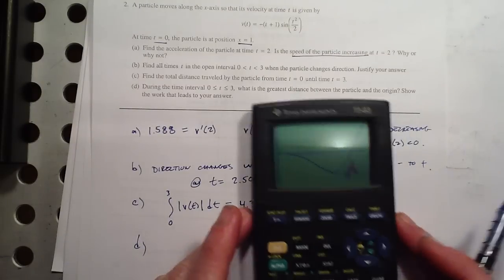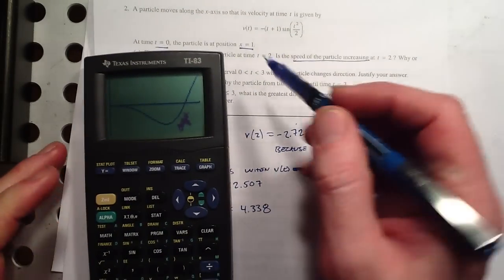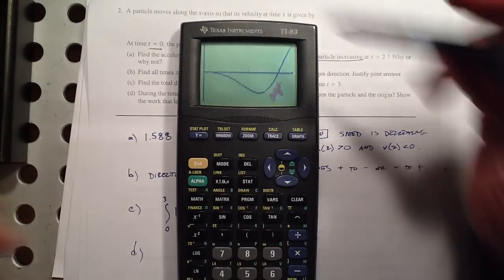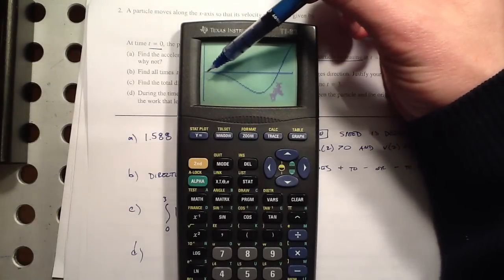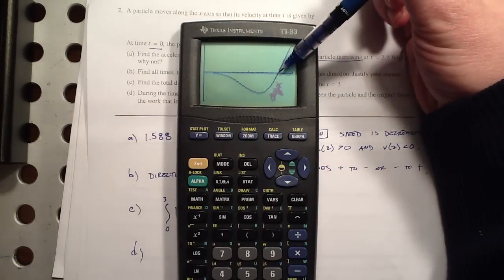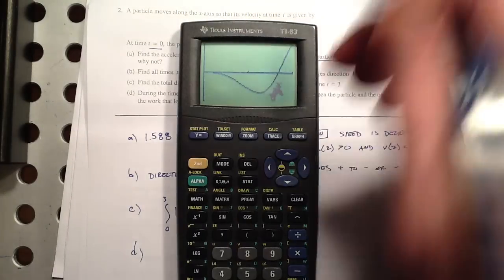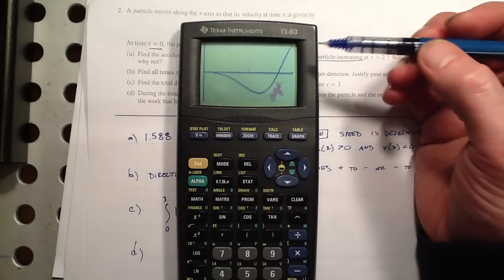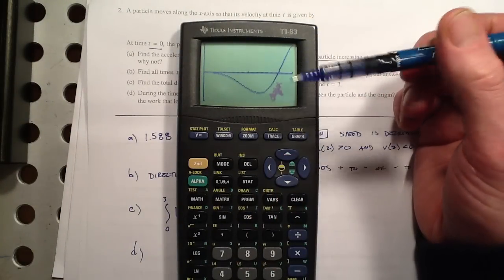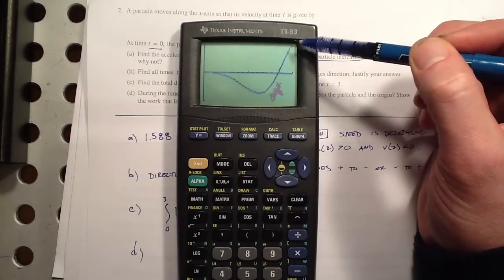Okay, now I have to think about this carefully. The particle starts at time 0 at position 1, right? It moves in the negative direction for quite a while, and then it moves in the positive direction for a while. So I think I need to find the position at a few places. The only possible places that could be the furthest from the origin are places where it changes direction or the endpoints of the interval. Okay?